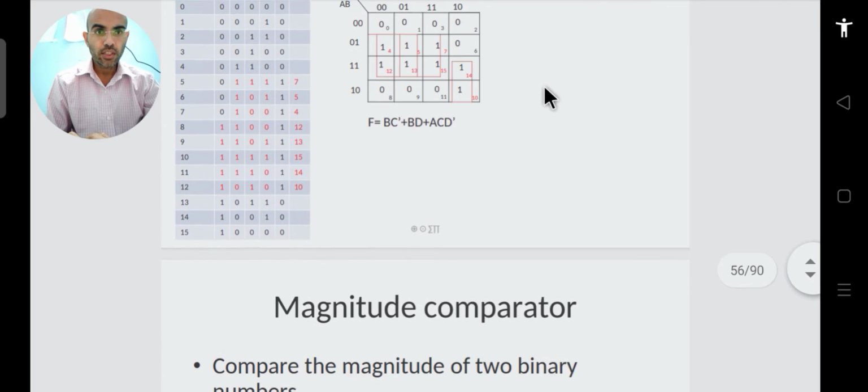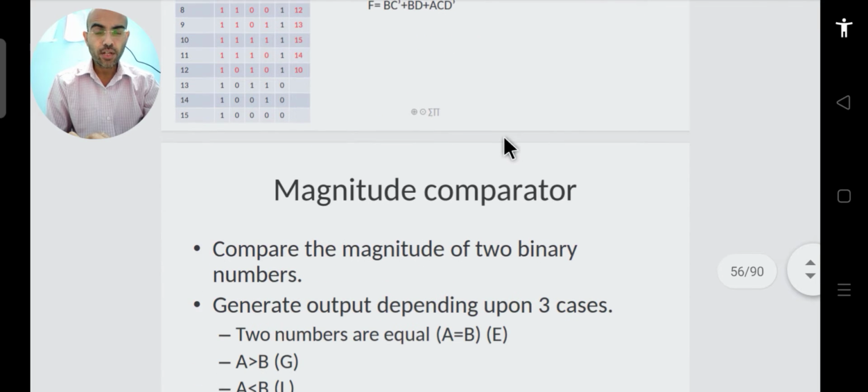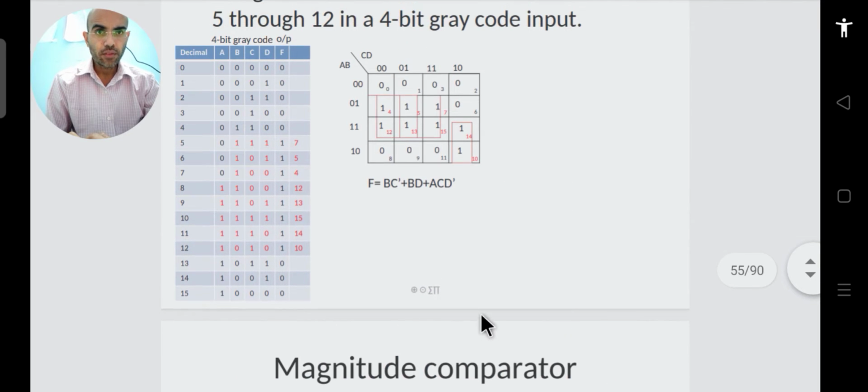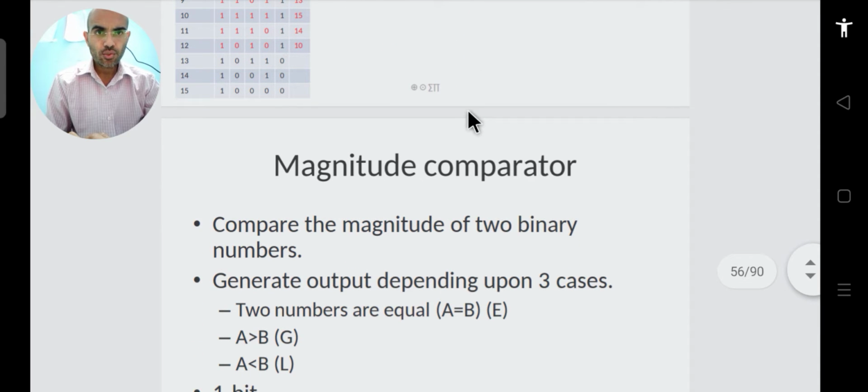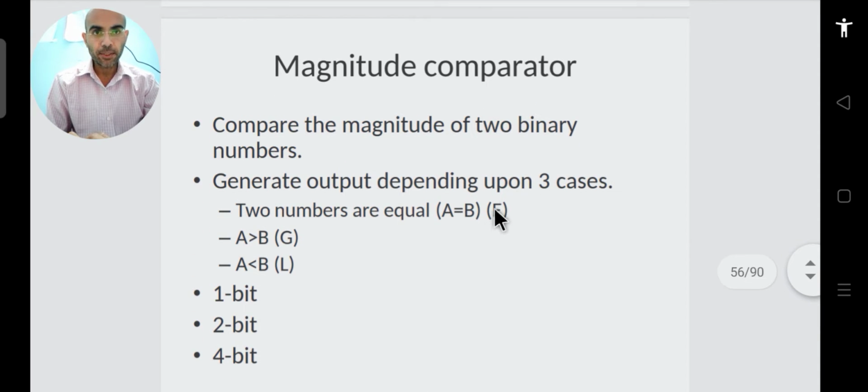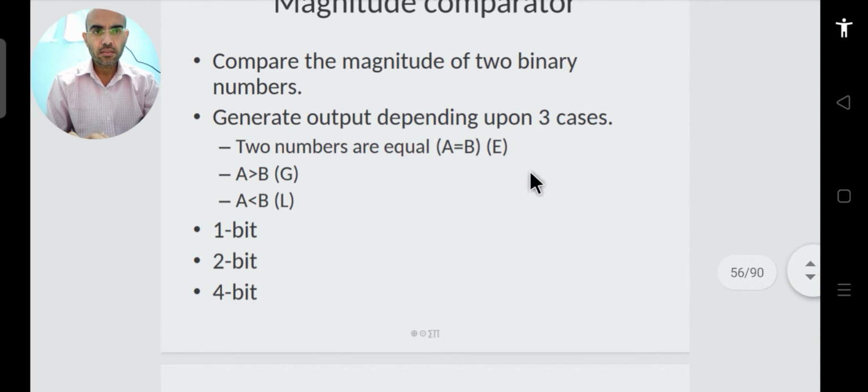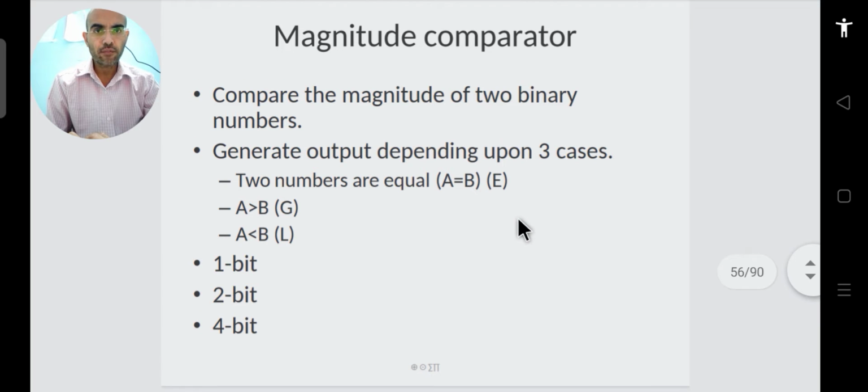So in this part we'll start where we left off in the last part. Now we'll start the magnitude comparator. The next topic in combinational circuits which we have to discuss is our magnitude comparator.